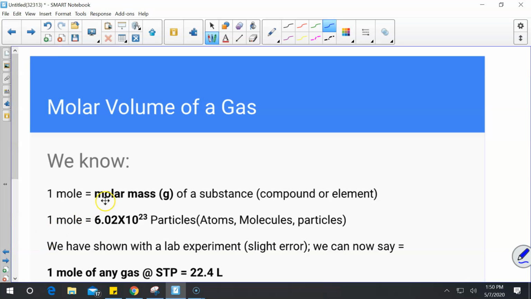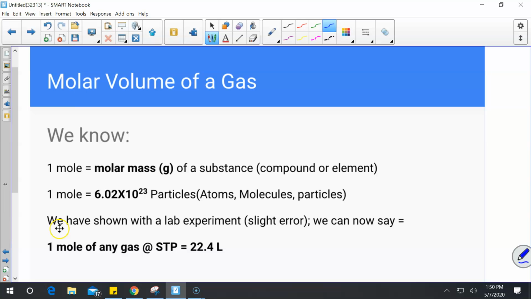Comparing what we know about a mole, don't we know 1 mole is the molar mass in grams for a solid of any substance, whether it's a compound or an element? A mole, we can also relate to particles, how many particles are in the container. And then I'm going to show you that lab experiment, and now we can say 1 mole of any gas at STP, because we know if you change the temperature and pressure, it does change the volume, is 22.4 liters.